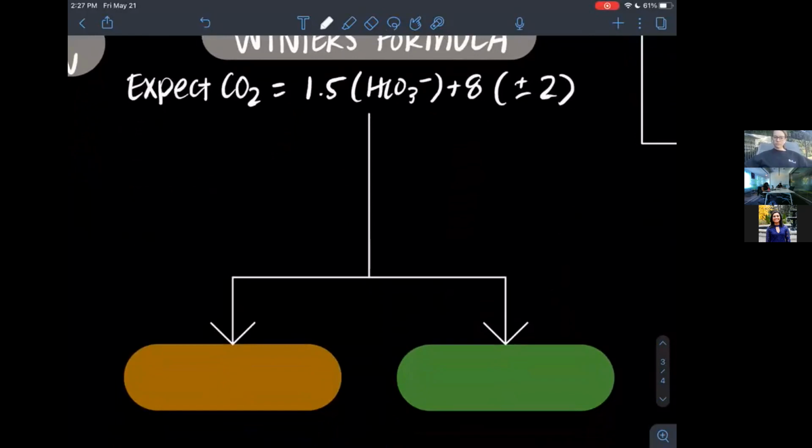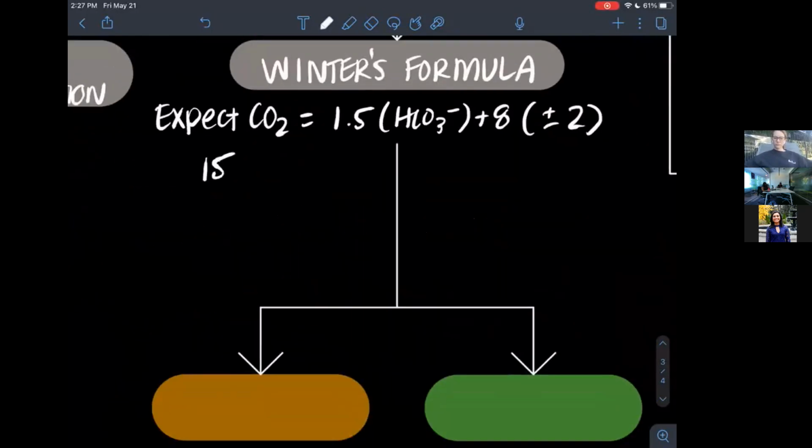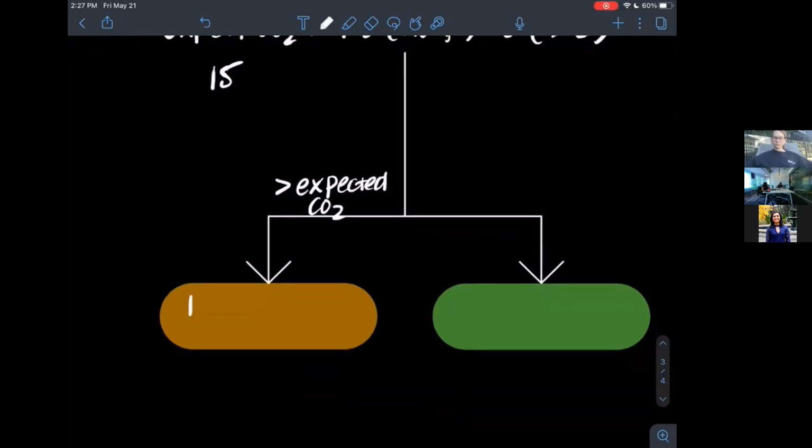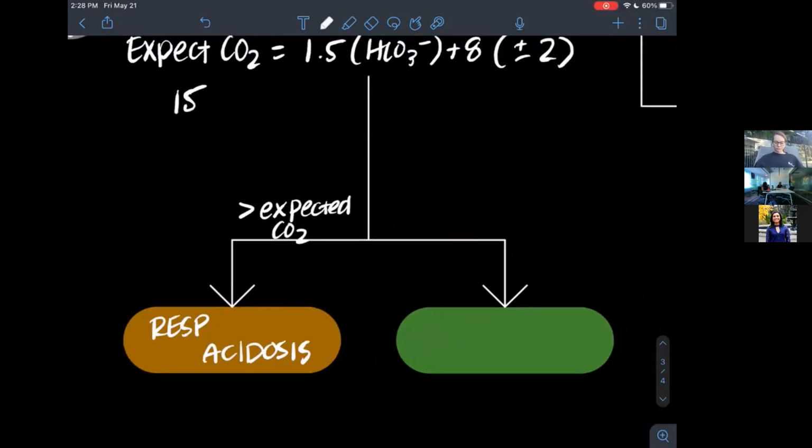Let's say you expect your CO2 to be 15 and it ends up being greater than expected. So if it's greater than the expected CO2, let's say it's like 20 or something, that means that you have an additional respiratory acidosis on top of your metabolic acidosis.